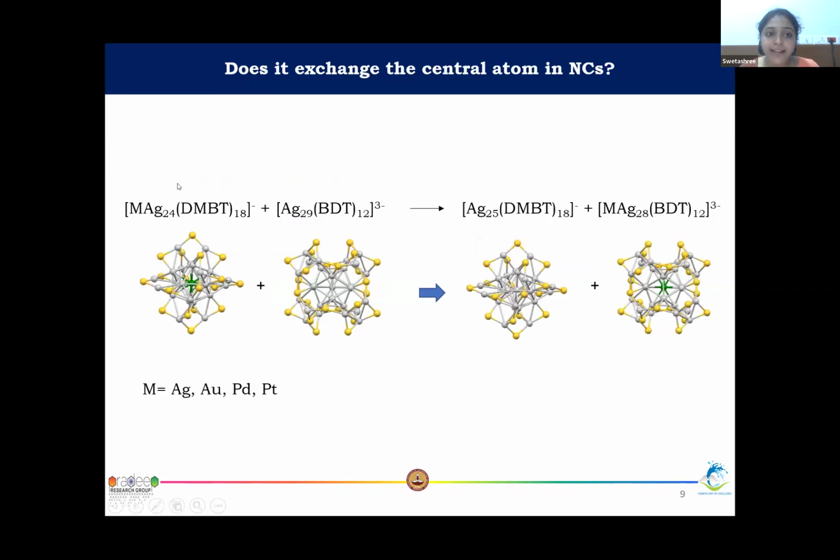So we thought of reacting two silver nanoclusters, one of which is centrally doped, that is, the MAg24 DMBT18 cluster, with the Ag29 BDT12 cluster. We believe that BDT-protected clusters usually don't show any ligand exchanges, so we thought of observing what kind of reactivity this reaction can show. We doped the Ag25 cluster with gold, platinum, and palladium, and observed what kind of reactivity this reaction has shown.